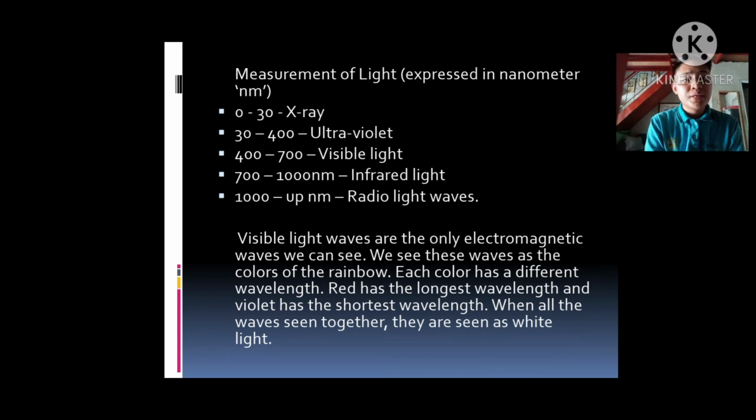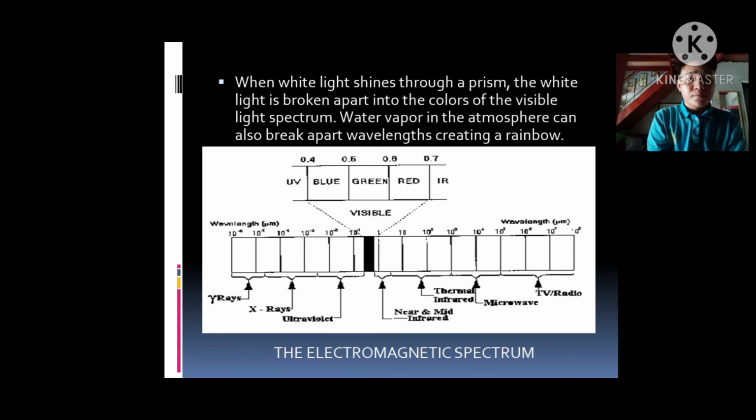Visible light waves are the only electromagnetic waves we can see. We see these waves as the colors of the rainbow. Each color has a different wavelength. Red has the longest wavelength and violet has the shortest wavelength. When all the waves are seen together, they are seen as white light. When white light shines through a prism, the white light is broken apart into the colors of the visible light spectrum. Water vapor in the atmosphere can also break apart wavelengths, creating a rainbow.